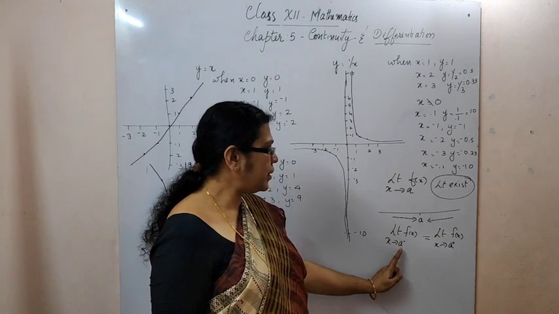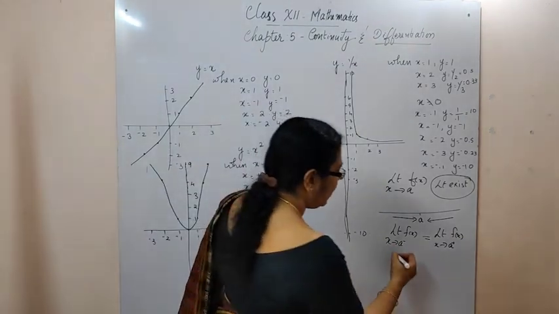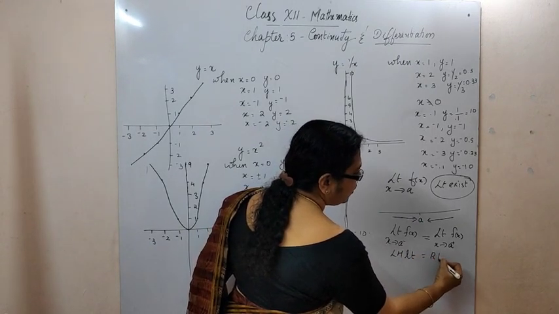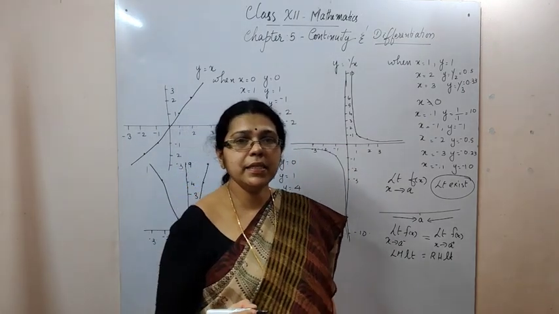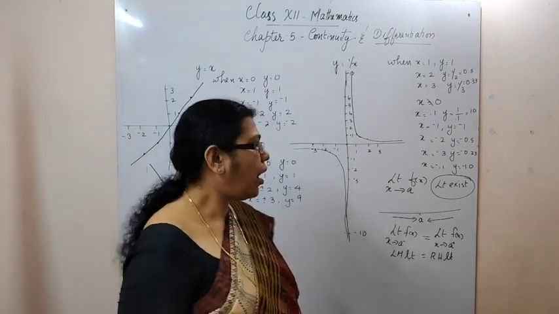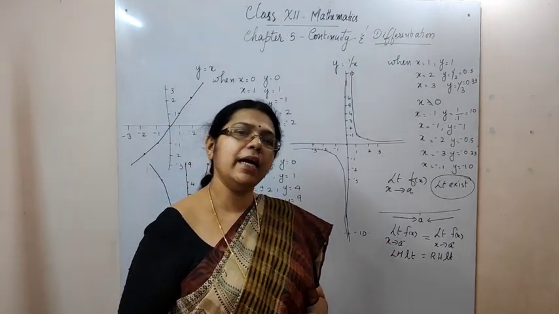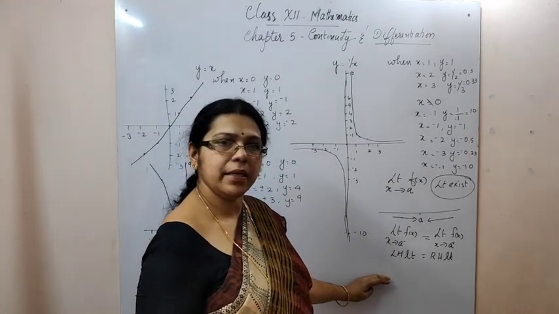So, limit x tends to a minus f of x, that is the left hand limit. We have already done this. If the left hand limit is equal to the right hand limit, then we say that the limit exists. Now, how does this deal in continuity? We shall see that in a graph. I hope this part is clear.